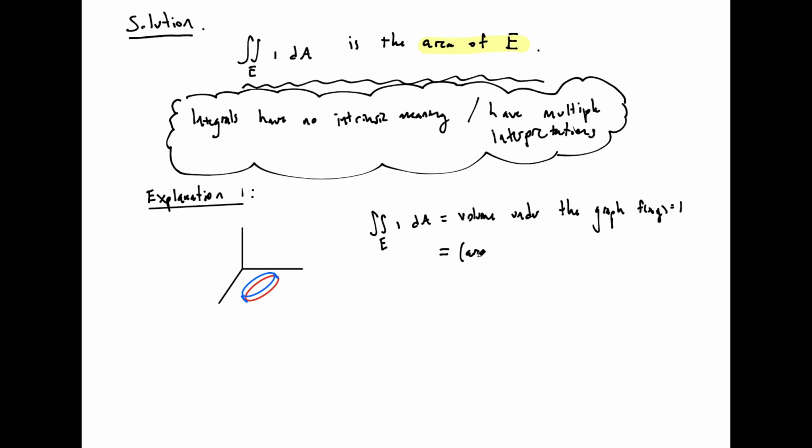I just take the area of the base times the height. Well, this height here is the height of the function, which is always 1. So therefore, we're just left with the area of the base, which is the area of E.